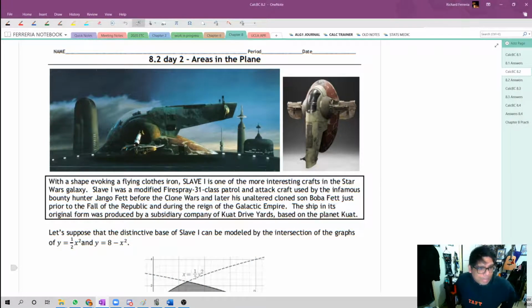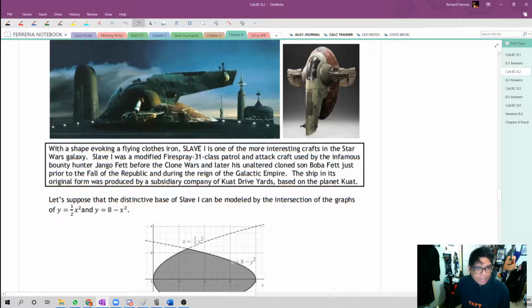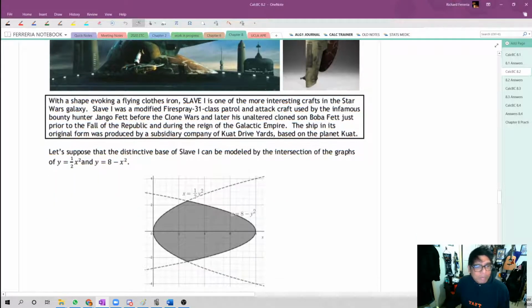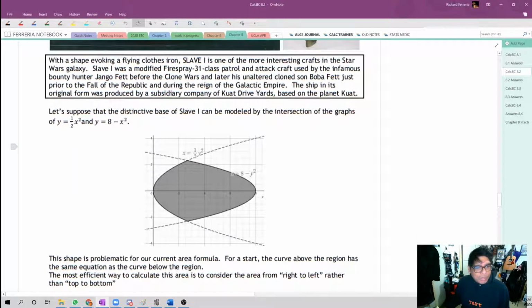Okay, with a shape evoking a flying clothes iron, Slave 1 is one of the more interesting crafts in Star Wars. I'm sure you've seen this already, but if we look at the bottom of Slave 1, this is what we're going to use for our area. So we've got a shape where the left side is defined by x equals 1/2 y squared, and the right side is modeled by x equals 8 minus y squared.